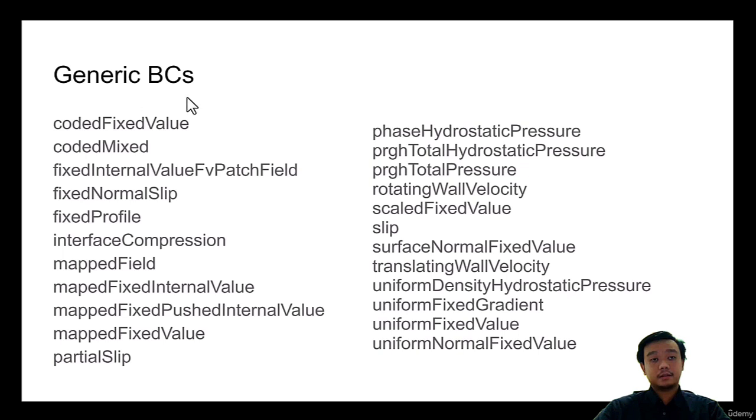And the other generic boundary conditions, like the map field or partial slip condition, maybe we will not use these a lot. In fact, in my experience using CFD, I will use maybe only 10% of all these boundary conditions. Sometimes we can use the other boundary conditions to get the same functionality, but with slightly different mathematical properties.